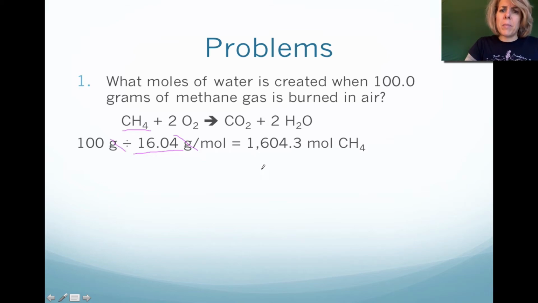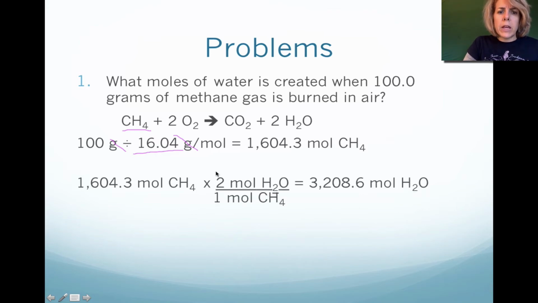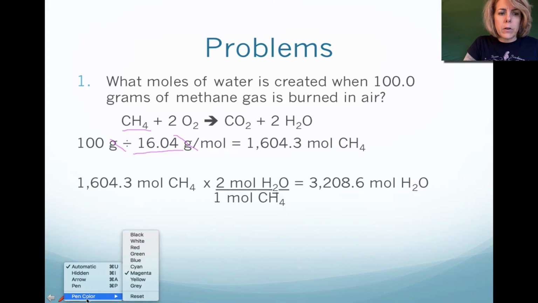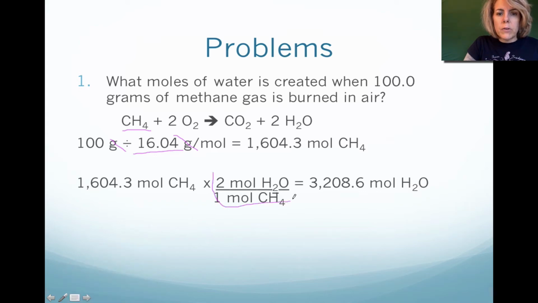So you can't stop there because that's just moles of methane. You then have to take it and divide or multiply it by the mole ratio. And notice that we are just using the coefficients that are part of the equation. There's an understood 1 in front here, and then there's a 2 there. Notice that the desired moles is on top. The moles we're trying to cancel out are on the bottom, so that we're left with moles of water.